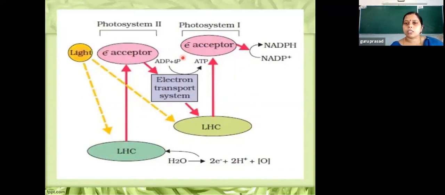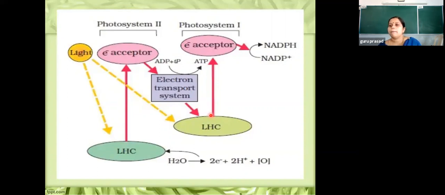This transfers these electrons to the electron transport system where ATP molecules are generated. No NADPH is formed because they lack an enzyme called NADP reductase. So that's why it is cyclic photophosphorylation: the cyclic movement of electrons from LHC to electron acceptor, to electron transport system, and from the electron transport system back to LHC. Like this, cyclic movement of electrons takes place, hence the name cyclic photophosphorylation.